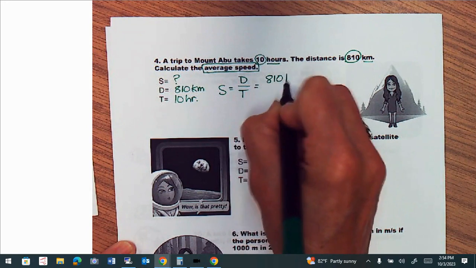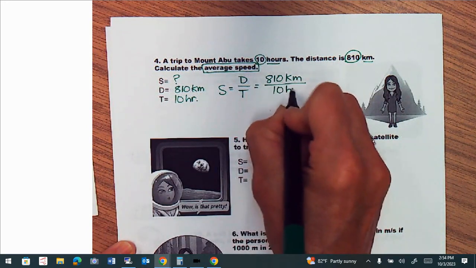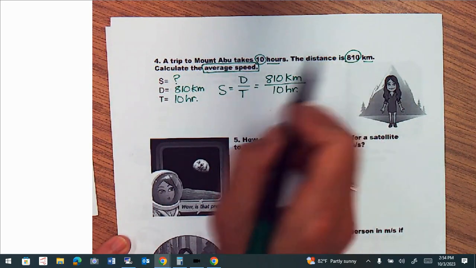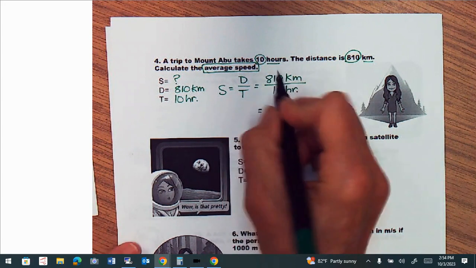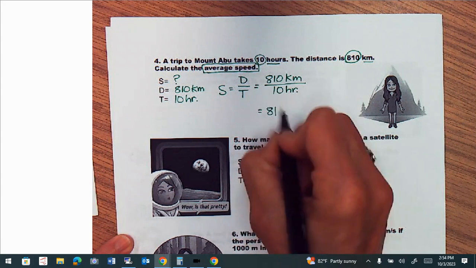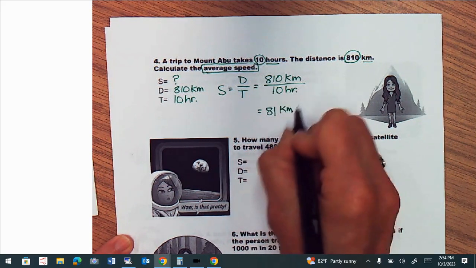Total distance is 810 kilometers. Our total time was 10 hours. Average speed is total distance divided by total time. So we're going to get 81 kilometers per hour.